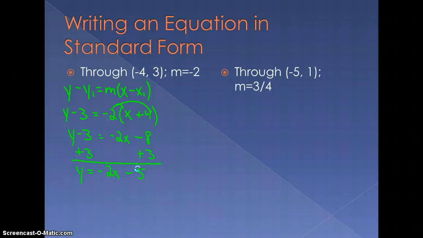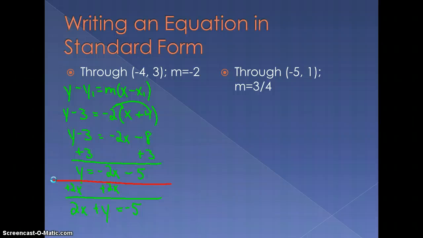So now we have to get this x term, this minus 2x, to the other side. In order to do that, we add 2x to both sides of the equation. And this one works out nice in that there are no fractions. We get 2x plus y equals negative 5 as the standard form of that equation. Everything above that red line is something that we've been doing the last couple weeks. Now at the end, all we have to do is put this into a new form.